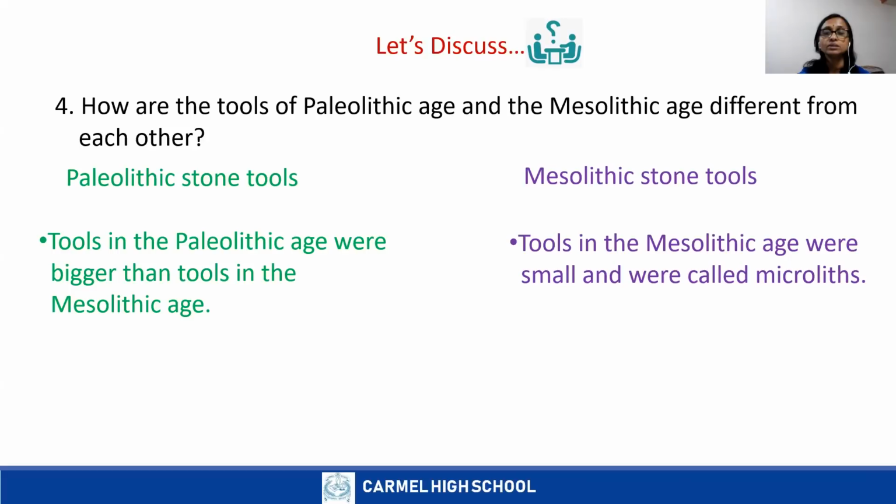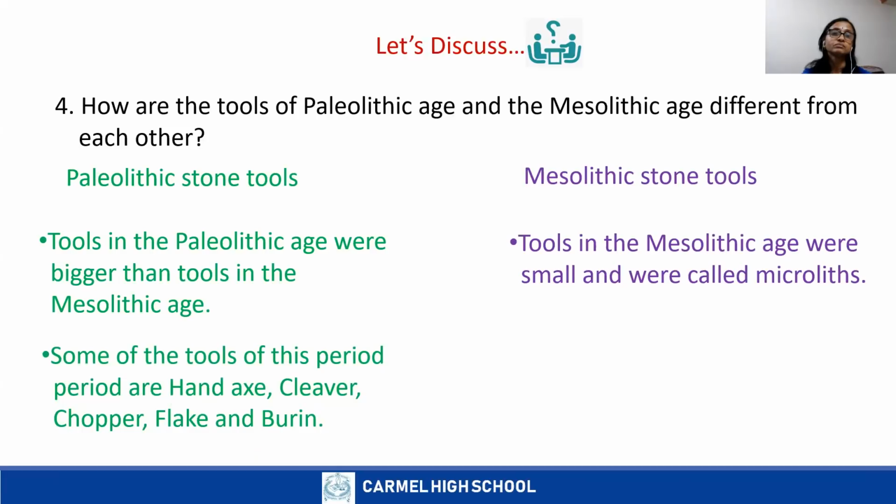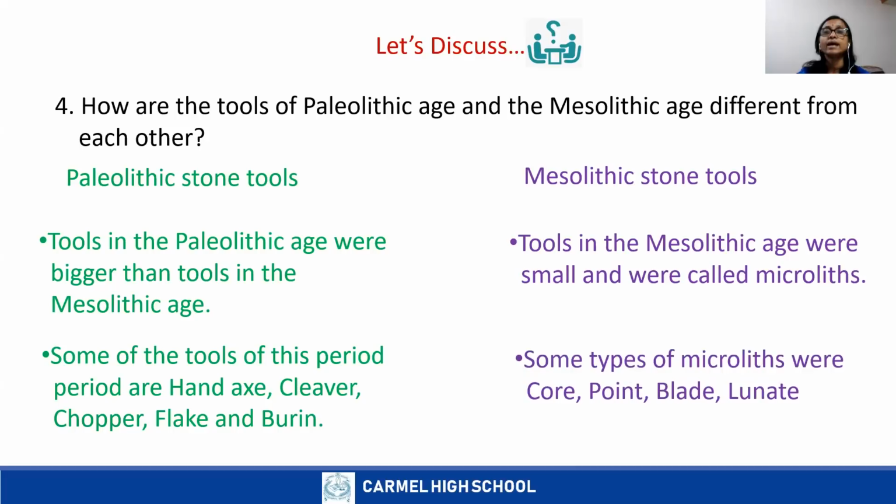Some of the tools of this period are hand axe, cleaver, chopper, flake and burin. And what about Mesolithic? Some of the stone tools were sharper than Paleolithic stone tools. Some are core, lunate, blade, point. Yes, they had geometrical shape. That is also one difference. So some types of microliths were core, point, blade, lunate, and they had geometrical shape.